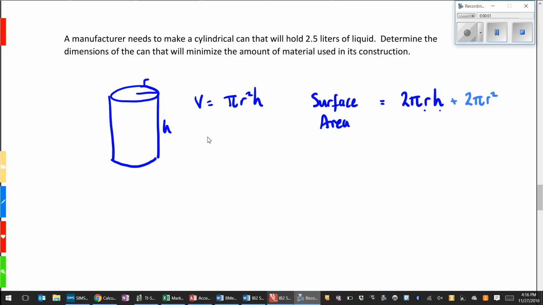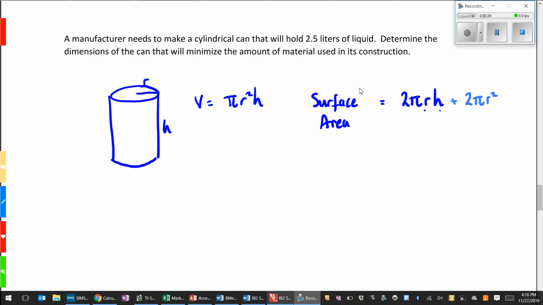Dealing with a cylindrical can. So I've drawn my diagram. It says 2.5 litres of liquid, so we've got information about volume. So I've written out the volume equation, probably in your formula booklets, it's just pi r squared, the circle on the top, multiplied by the height for a cylindrical prism, circular prism.